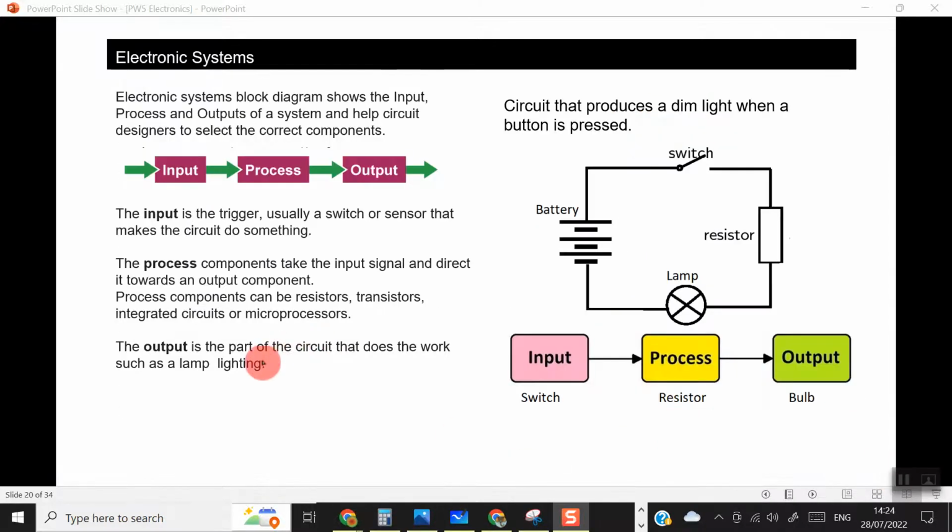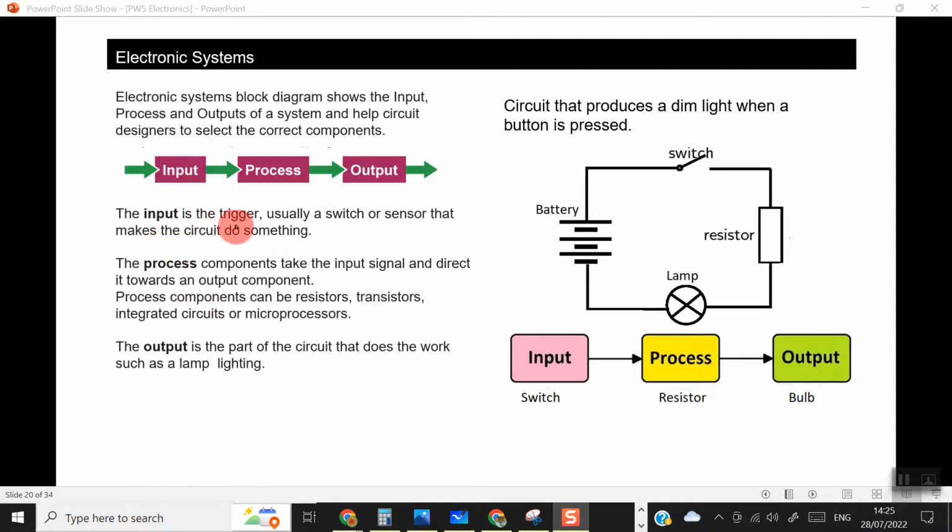So next I just want to look at, when we start to think about creating our own circuits, we want to break it down into a process. A useful way to think about it is an electronic systems block diagram, which shows the input, process and output of a system and helps circuit designers to select the correct components. So when you're building a circuit, you can think about this model here. The circuit will have inputs, it'll have a process, and then it'll have some kind of output. So let's look at each of these in detail.